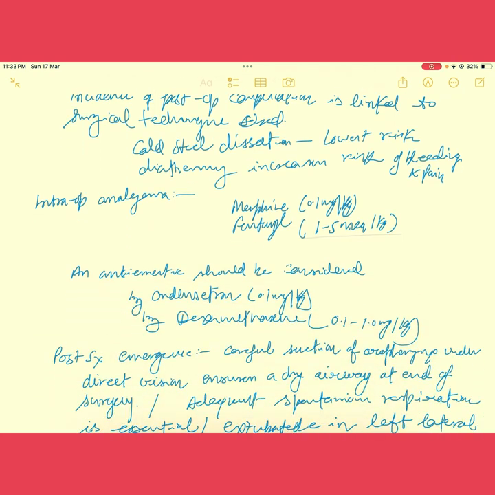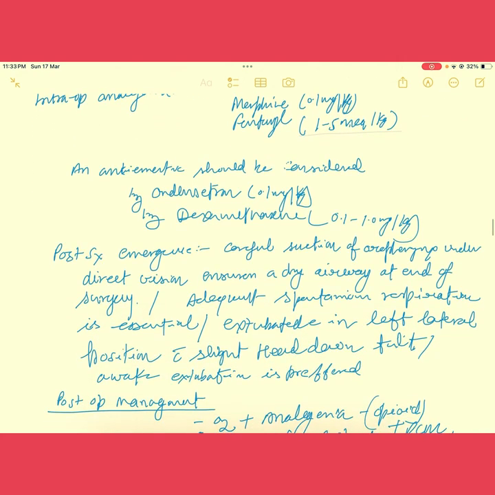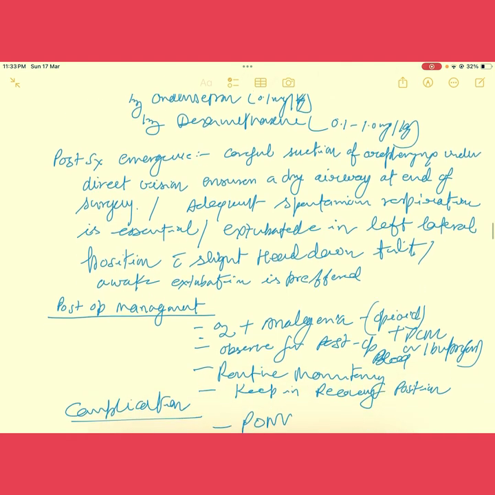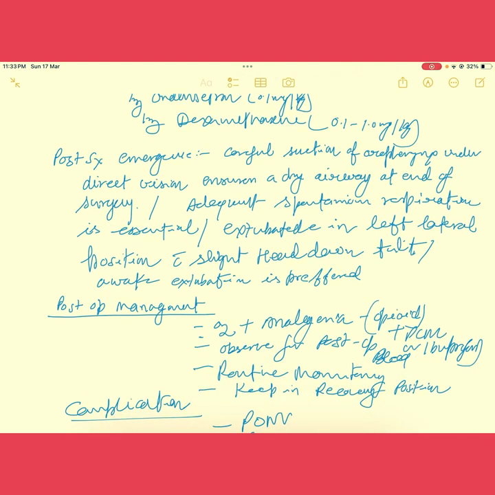Intraoperative analgesia: morphine 0.1 mg per kg or fentanyl 1 to 5 microgram per kg. An antiemetic should be considered: injection ondansetron 0.1 mg per kg, injection dexamethasone 0.1 to 1 mg per kg. Post-surgery emergence: careful suction of the oropharynx under direct vision ensures a dry airway at the end of surgery.